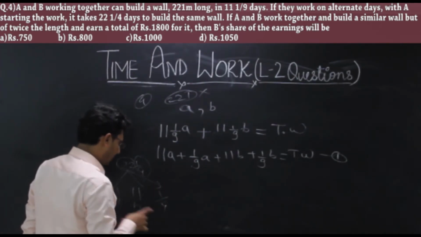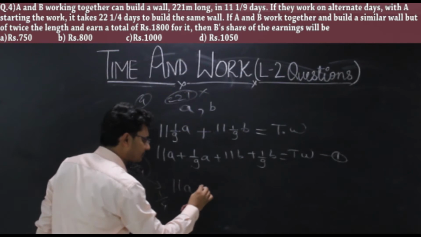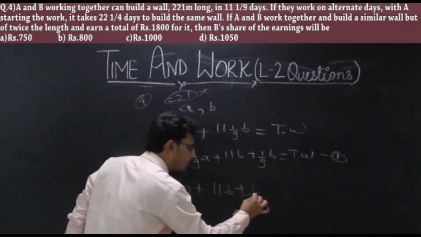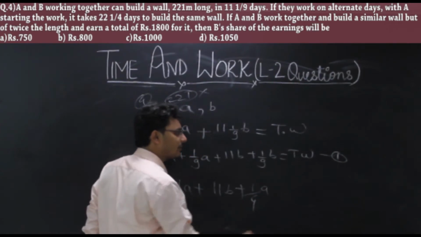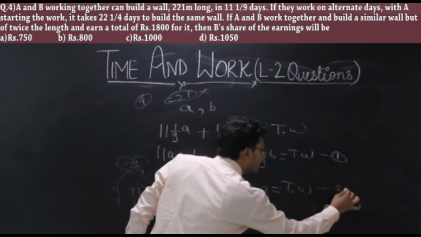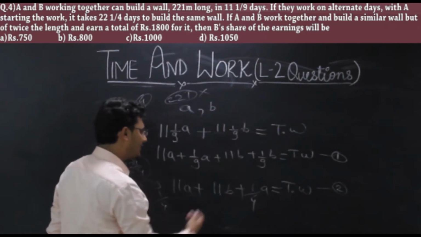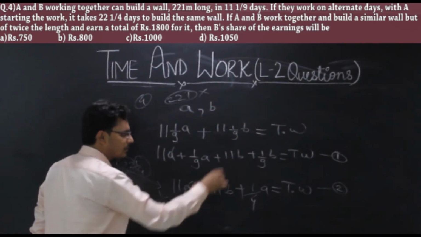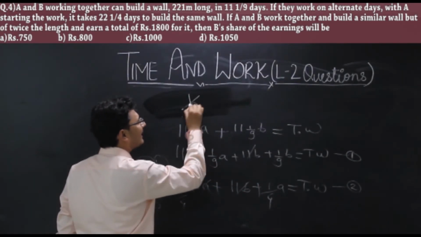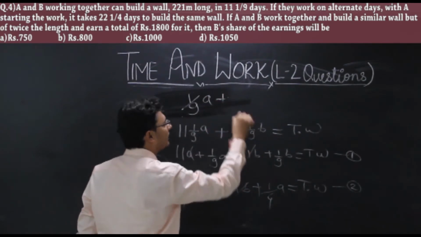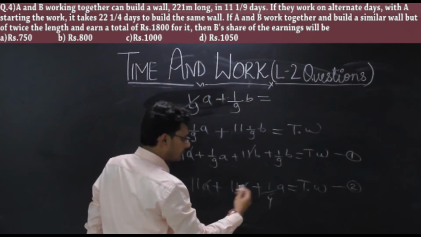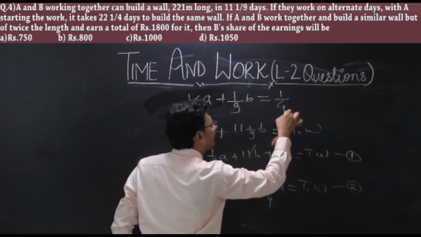So I can write here 11 days A came, 11 days B came, plus 1/4 of a day by the first person, and this is my total work. That is equation 2. If I equate these two, this would get cancelled, this would get cancelled. The final equation would be 1/9a plus 1/9b, which should be equal to what is left, 1/4a.